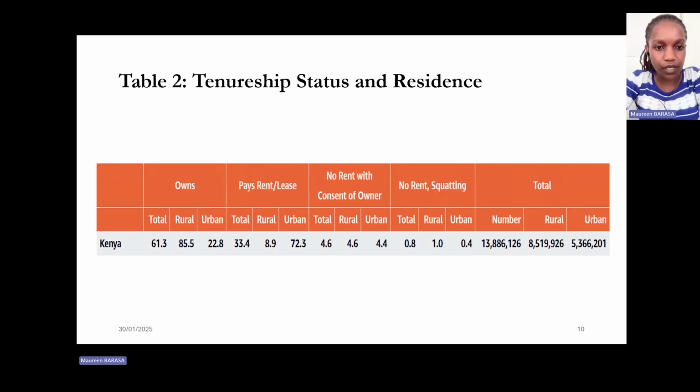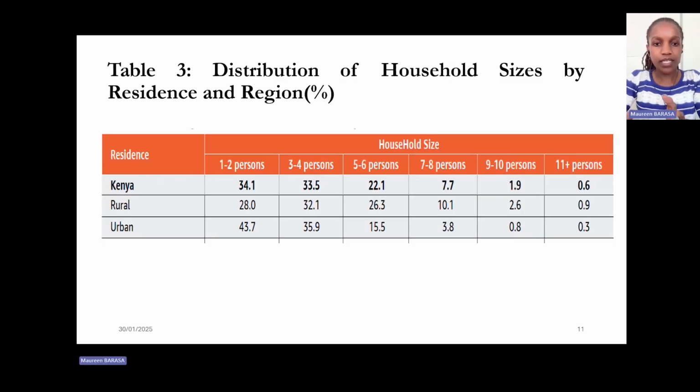And from this, we can also see that at least from ownership and paying rent for the whole country, at least 94.7% of tenureship status is through exchange of value. There's money exchange through payment of rent, or through owning, either purchasing or constructing. There's money exchange, and also payment of rent, or leasing. So this economic exchange is involved. And next, we'll be looking at the distribution of household size by residence and region.